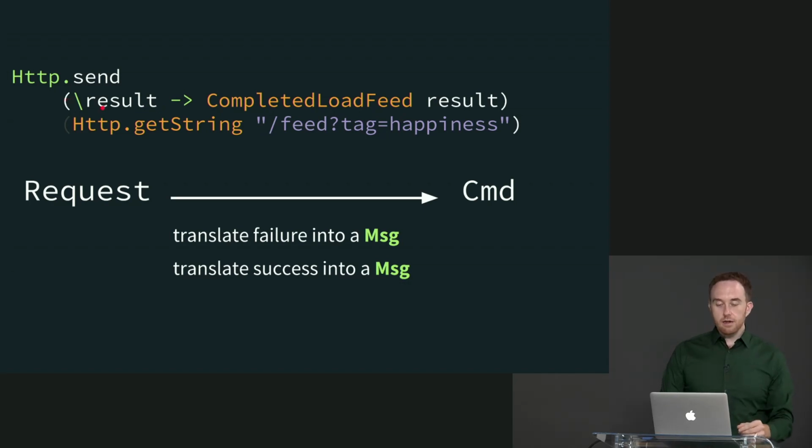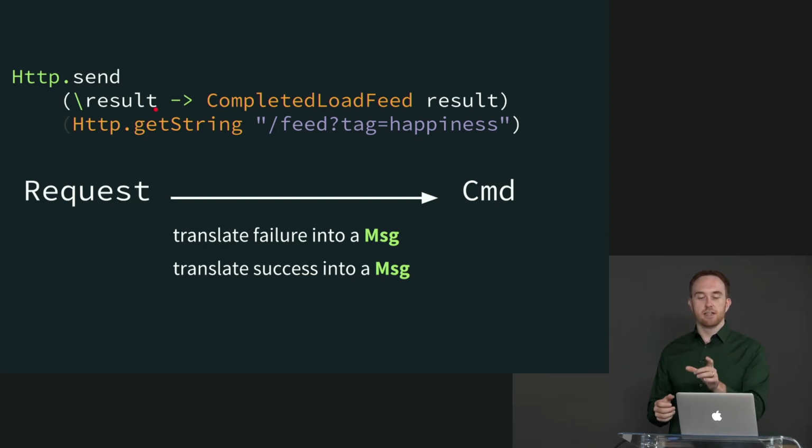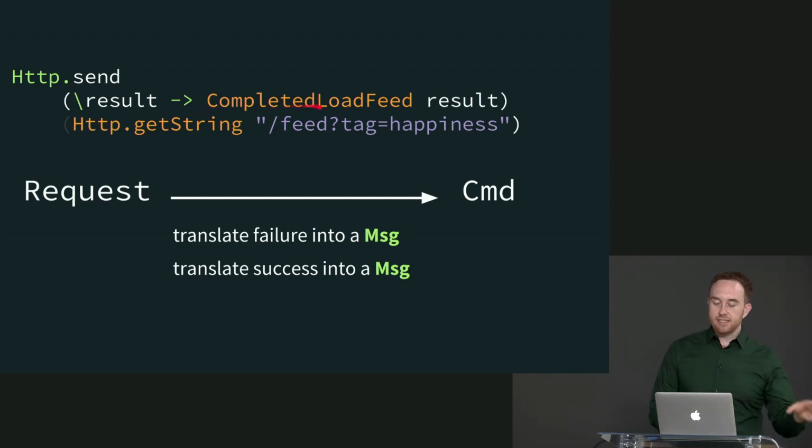I'm going to say I get a result, and this, by the way, is the same type of result that we saw when we were dealing with JSON decoders, which is to say it's either an OK or an error. It's that custom type that has those two variants. And we're just going to have a message that holds on to that result. So we're going to call it CompletedLoadFeed. This is what happens when load feed finishes. That HTTP request has completed. It's going to hold on to that result, which either has the error case, in which case the request failed, or the OK case, which means that we actually got a feed to work with.